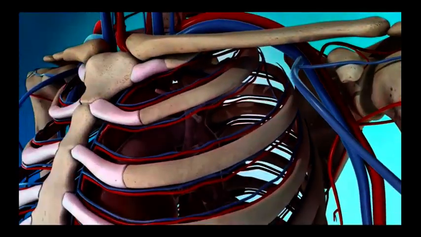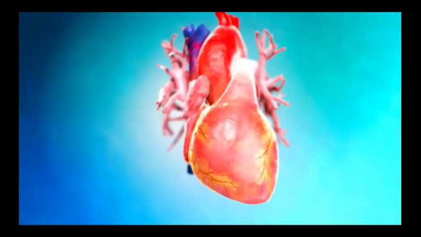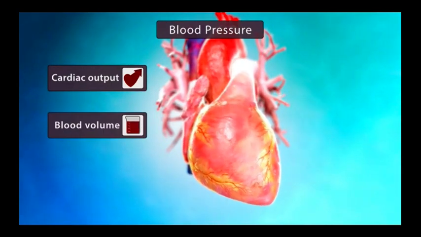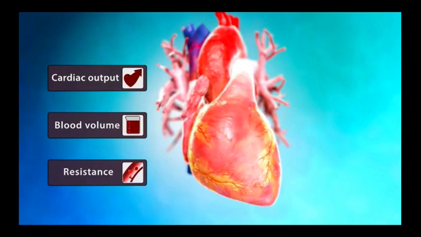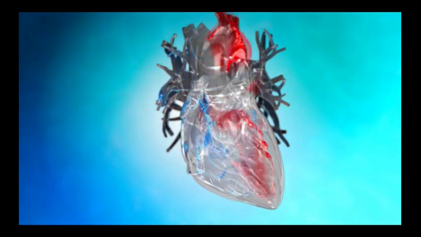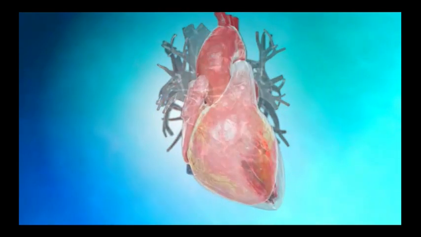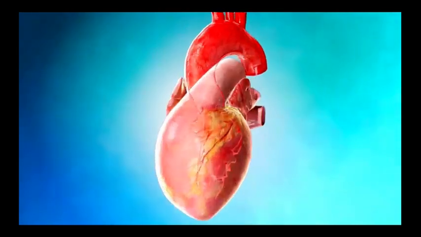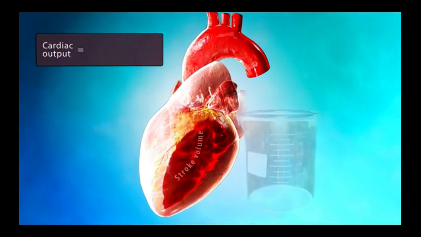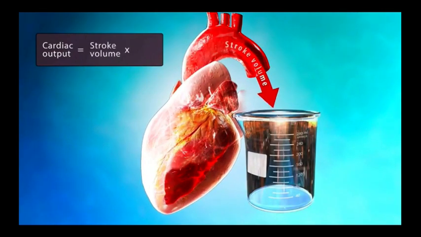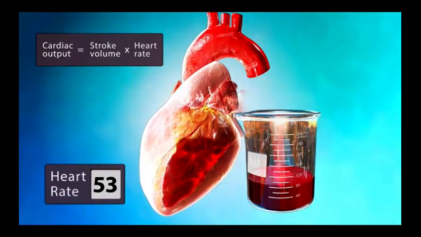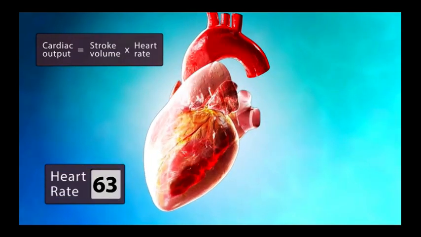There are three parameters which our body uses to maintain the homeostasis of blood pressure: cardiac output, blood volume, and the resistance to the flow of blood through vessels. Cardiac output is the quantity of blood ejected by the heart every minute. Cardiac output is the product of two factors: the stroke volume, which is the amount of blood ejected during every heart contraction, and the heart rate, which is the number of beats per minute.